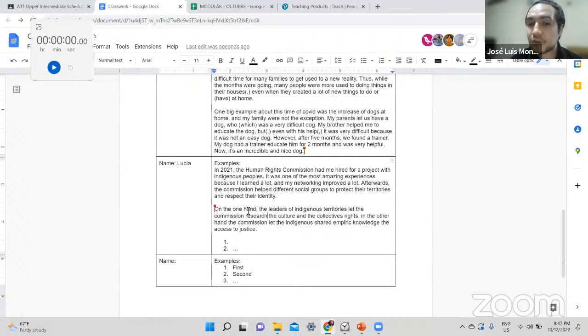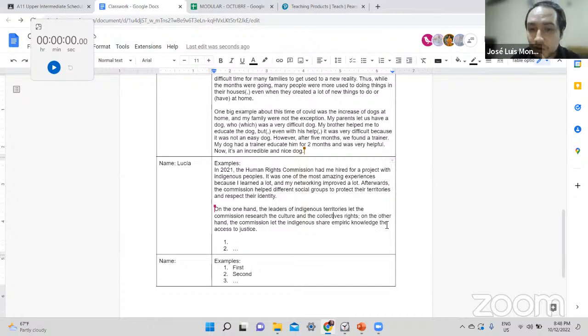Here, when you have "on the one hand," the other is going to be "on the other hand," but you have to use a semicolon or period. Okay, if you only use a comma, it's not going to be correct. So, on the other hand, comma. Okay, so on the one hand, comma, complete idea, period or semicolon. On the other hand, comma, and the second complete idea. The commission let indigenous share, right? If you want to use again the passive causative, it has to be with the base, okay? Only with the base. The commission let the indigenous share empiric knowledge, access to justice, okay?